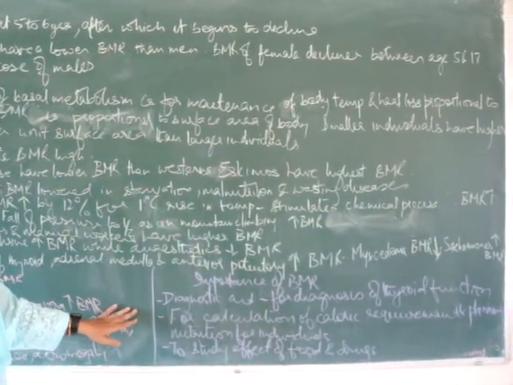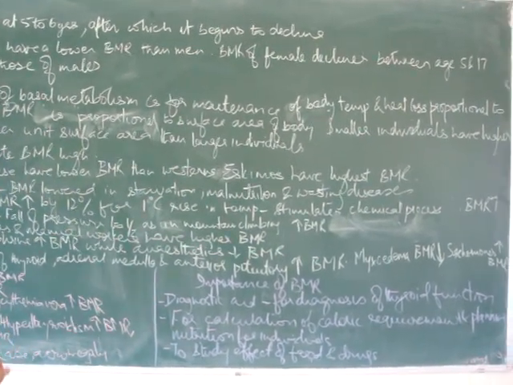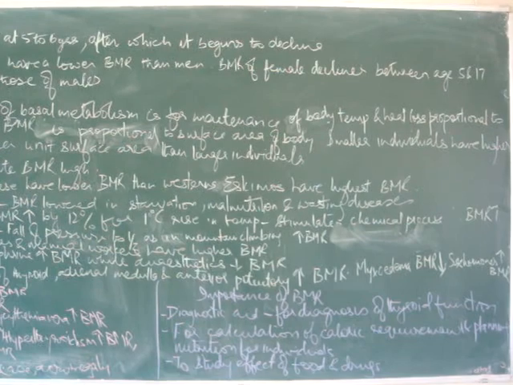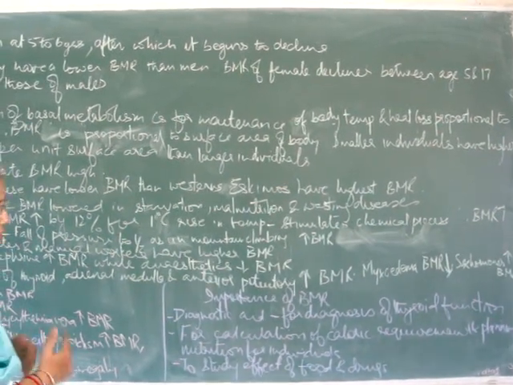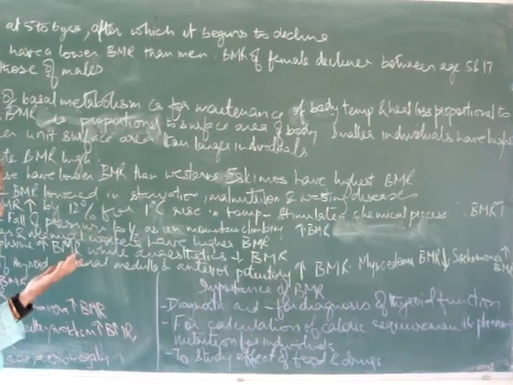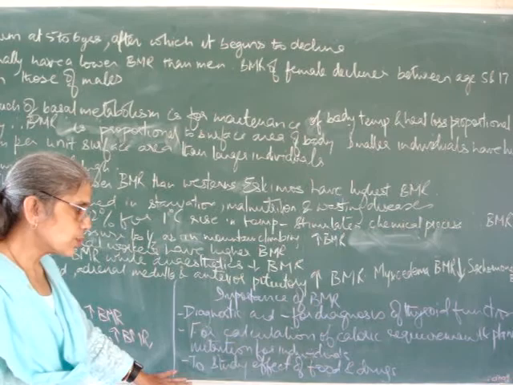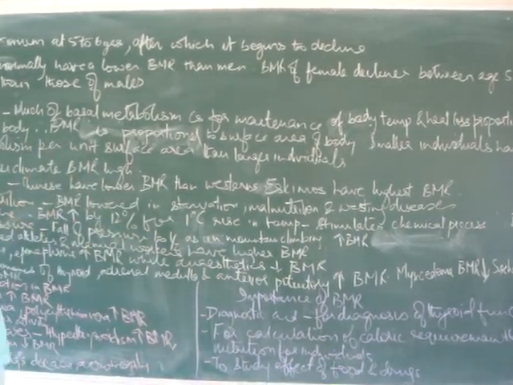For calculation of caloric requirement and for planning nutrition for individuals, BMR is ascertained, because according to the nature of work and environmental conditions, food adequacy is determined. To study the effect of food and drugs, BMR is ascertained.